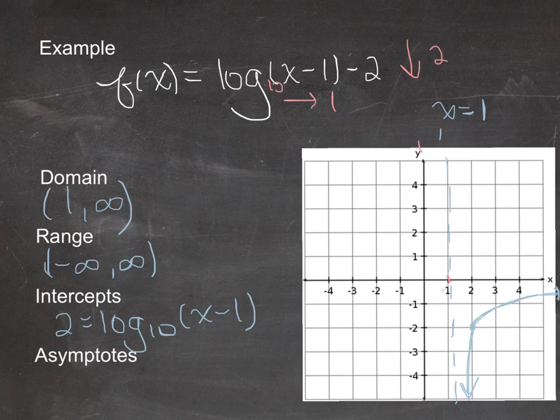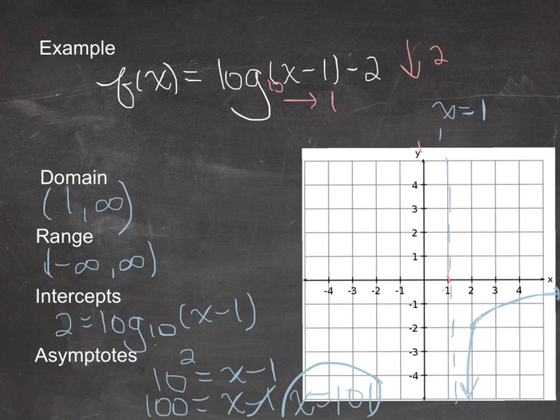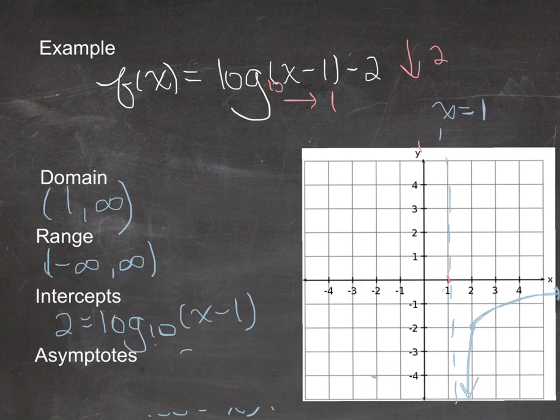And then I remember that I can change from logarithmic form to exponential form. I take the base, the 10, and put it to the answer, which is 2, so 10 squared is equal to x minus 1. So 10 squared, which is 100, equals x minus 1. I add 1 to both sides, so x is equal to 101. So my x-intercept is way down there. You see that it's really slowly increasing, so maybe my other drawing was a little bit misleading. But my x-intercept will be at 101, 0.